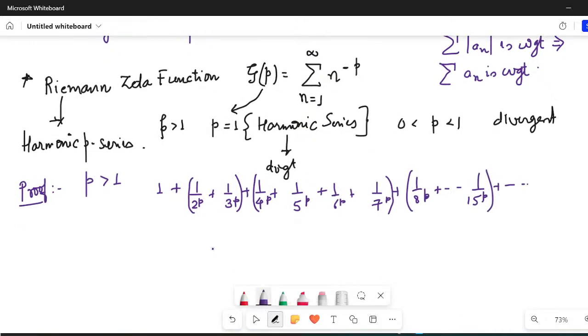I know that if I want to compare this, let's say I just take this. It will be less than 1 upon 2 to the power p plus 1 upon 2 to the power p.